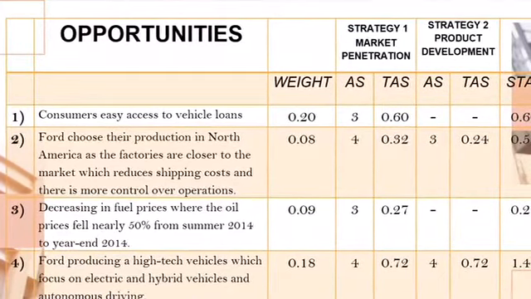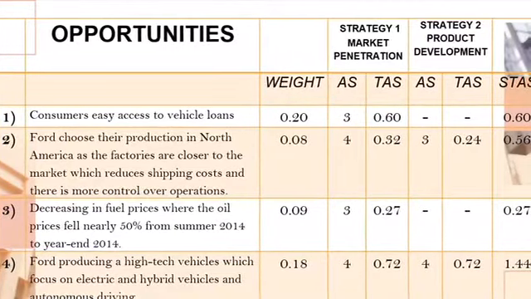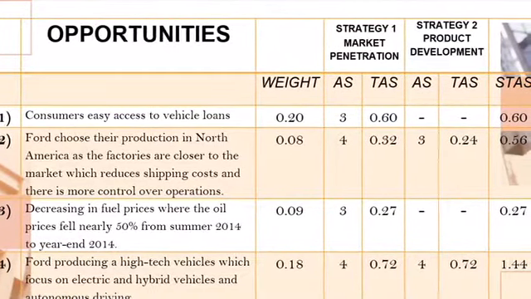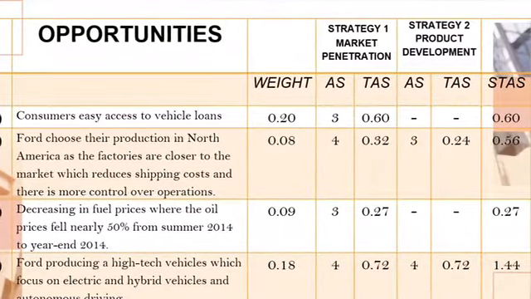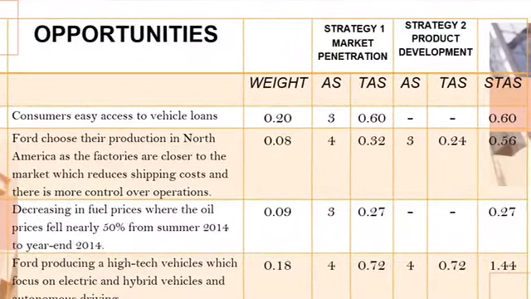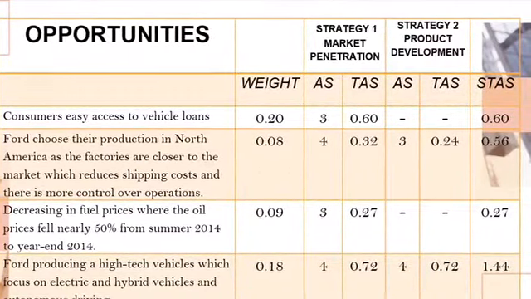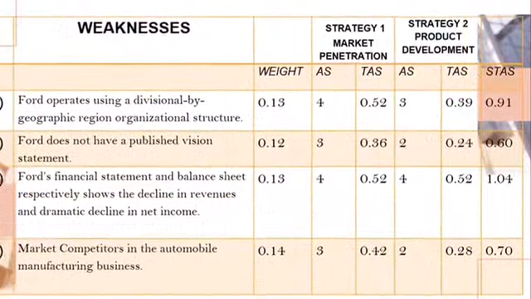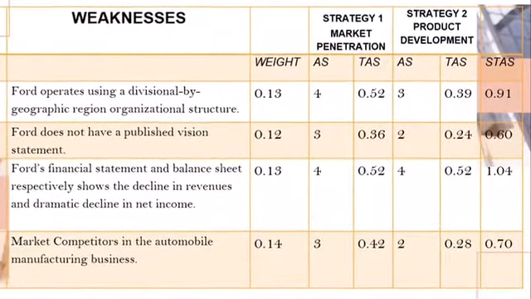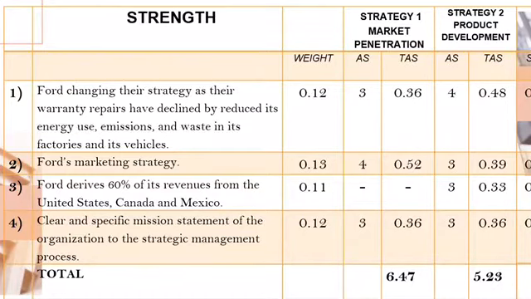The conclusion that we get from the matching stage is that market penetration and product development are the best strategies for the Ford company. The opportunities, weaknesses, strengths, and threats we get from the EFE and IFE, which are the external factor evaluation matrix and internal factor evaluation matrix. AS represents attractiveness score, TAS is for total attractiveness score.